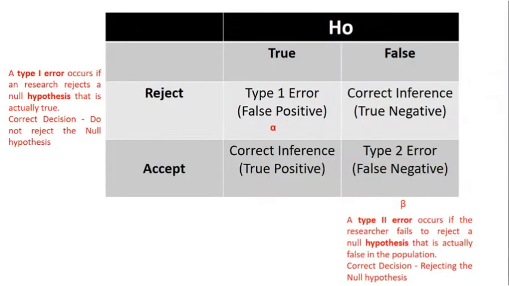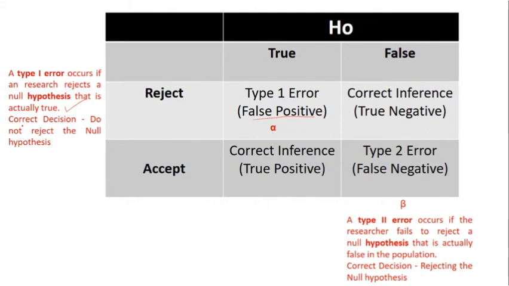Then yes, so now we have type 1 error and type 2 error. A lot of questions are seen on this. Okay, so when we talk about type 1 error, that is the false positive. Type 1 error is the one which occurs if a researcher rejects a null hypothesis that is actually true. So the hypothesis which is actually true has been rejected, wherein we get type 1 error, which is also denoted by alpha.